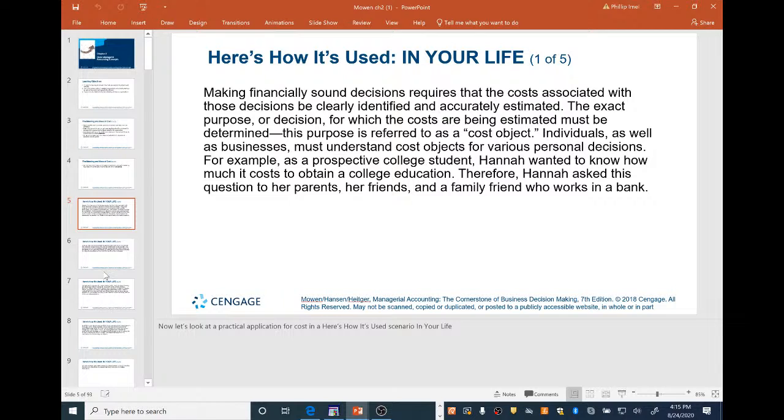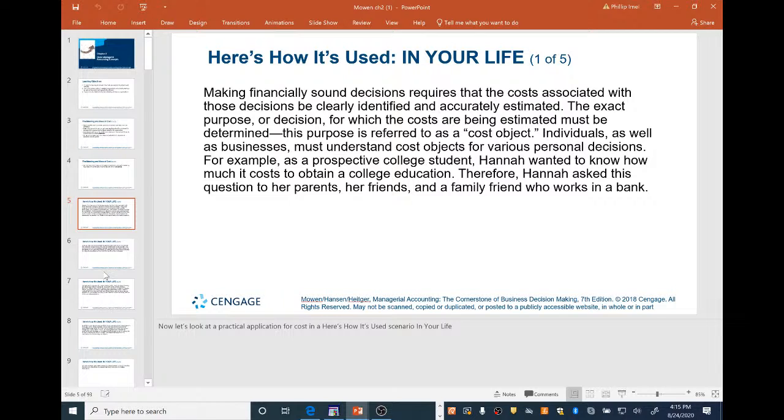So if we're buying wood to manufacture furniture or build a deck or something, we want to be able to trace that cost directly to that wood, and specifically each item within that wood: 4x4s, 2x4s, your screws, whatever it might be. So that's what we're talking about, the cost object, being able to trace the cost to a particular object.